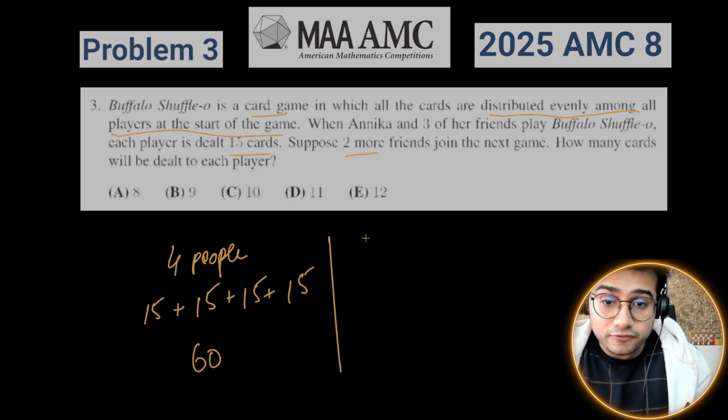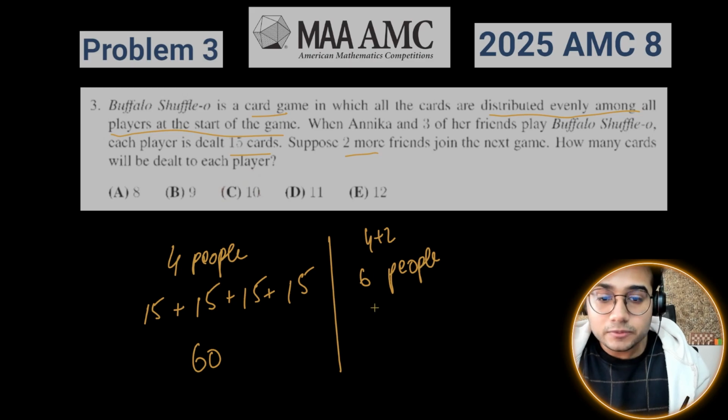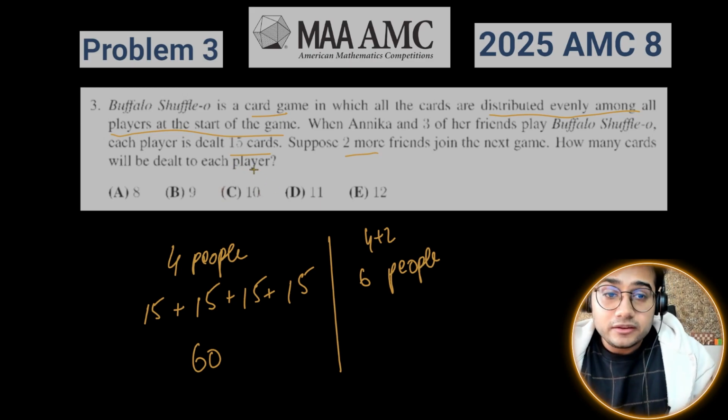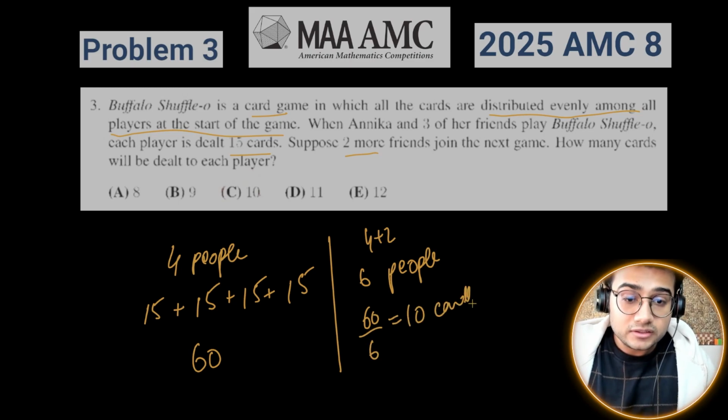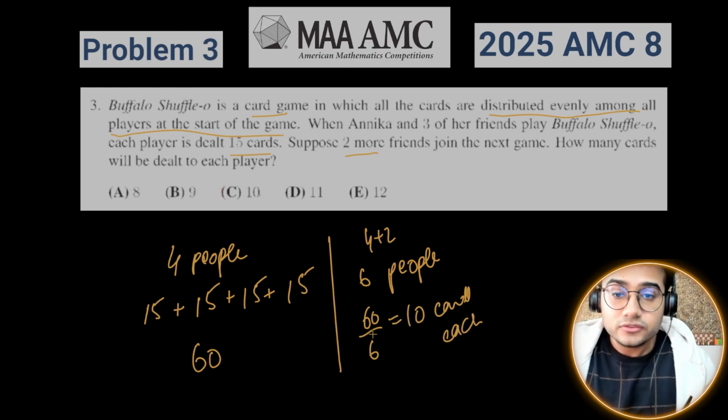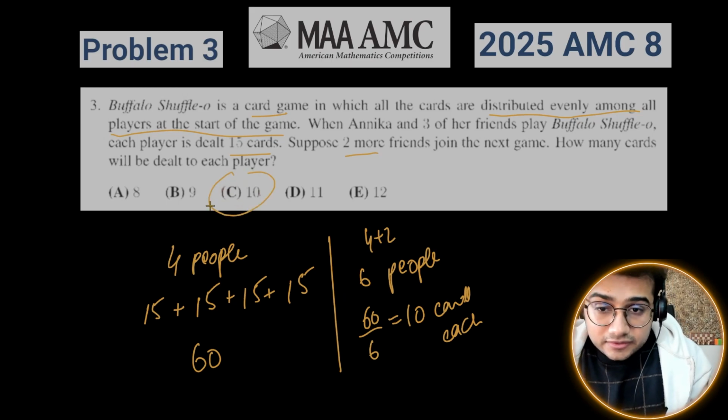Now suppose 2 more friends join the game. So now we have 4 plus 2, 6 people, right? If we have 6 people and we have 60 cards, then if we distribute them evenly, we will get 60 divided by 6, that's 10 cards each, right? So the answer is C.